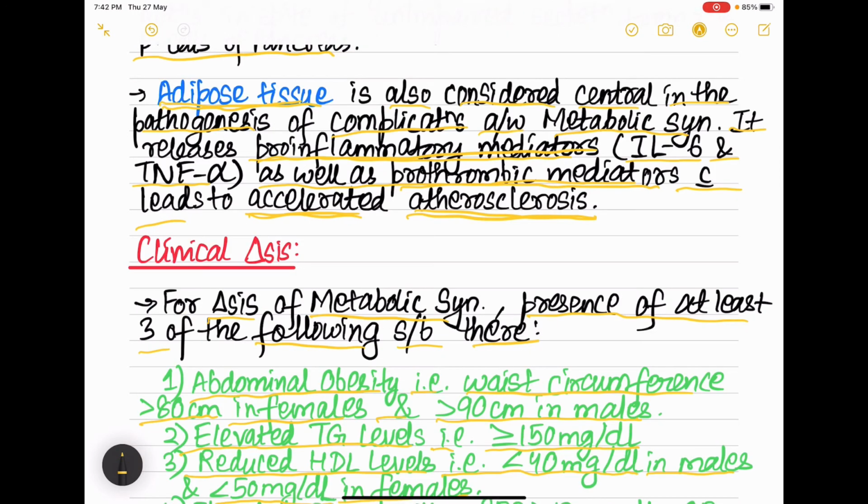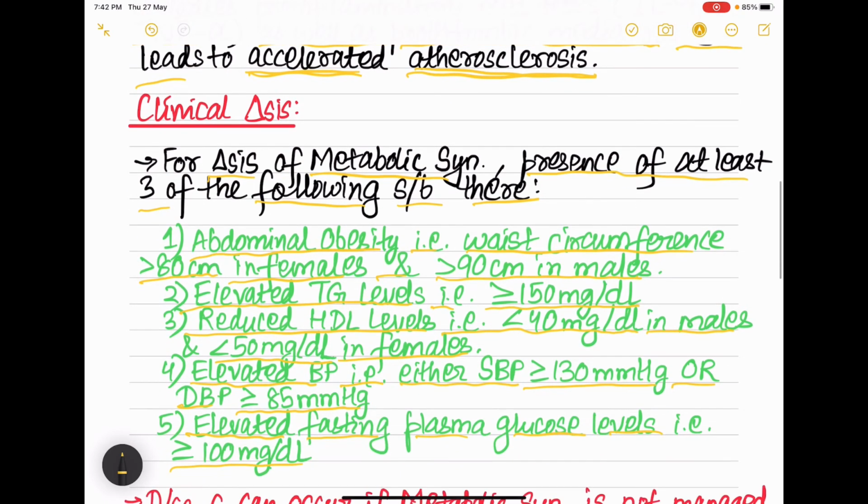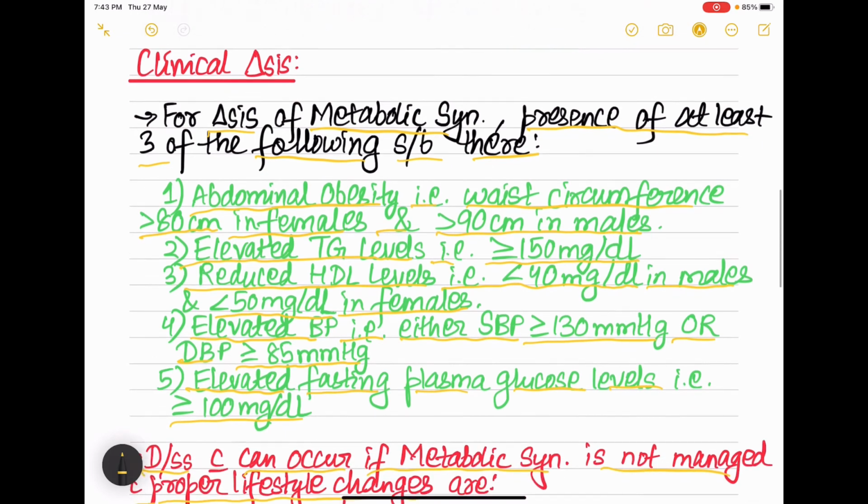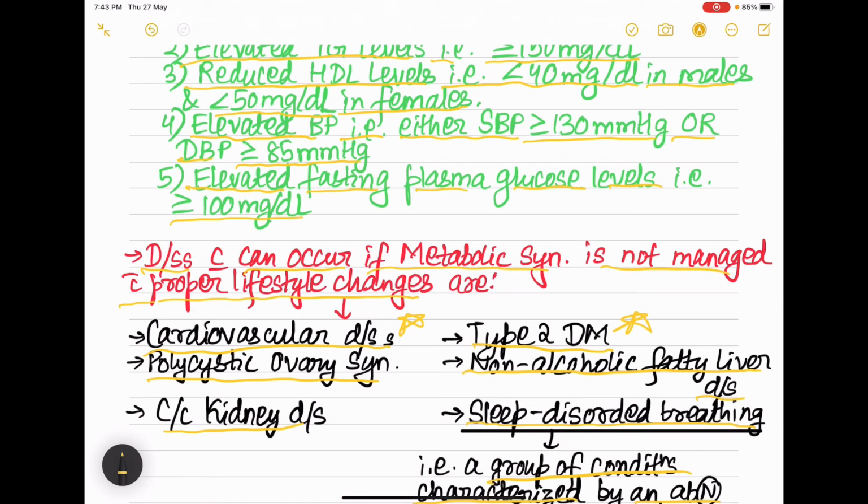And coming to the clinical diagnosis, that is 3 out of the 5 should be present. So that is abdominal obesity, which I have already mentioned, more than 80 cm in females, more than 90 cm in males. That is, this more than 80 cm and more than 90 cm is nothing but the waist circumference. Next is elevated triglyceride levels, reduced high density lipoprotein levels, elevated blood pressure, elevated fasting plasma glucose levels. Remember the values. The diseases which can occur if we are not managing metabolic syndrome properly include cardiovascular diseases, type 2 diabetes mellitus, non-alcoholic fatty liver disease, then polycystic ovary syndrome, sleep disorder breathing, and chronic kidney diseases.